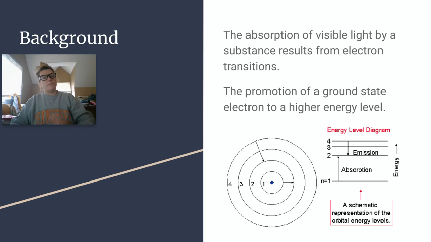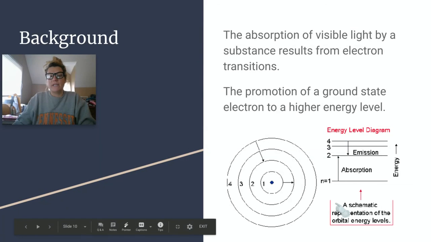And this is kind of what you've been reading about in chapter 6. The absorption of visible light by a substance is a result of an electron transfer. The reason why we can see things is because electrons are moving up and down within their atoms. This ultimately means that there's a promotion of a ground state electron to a higher energy level. So let's look at what's happening here.